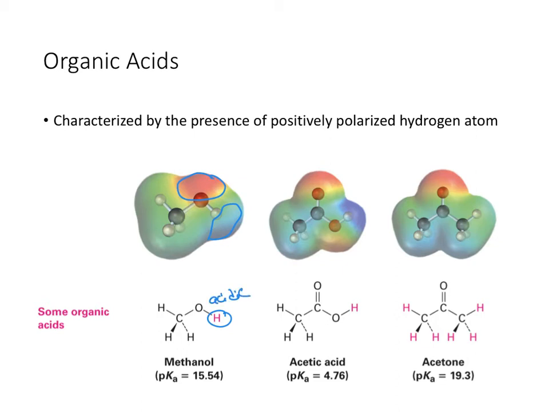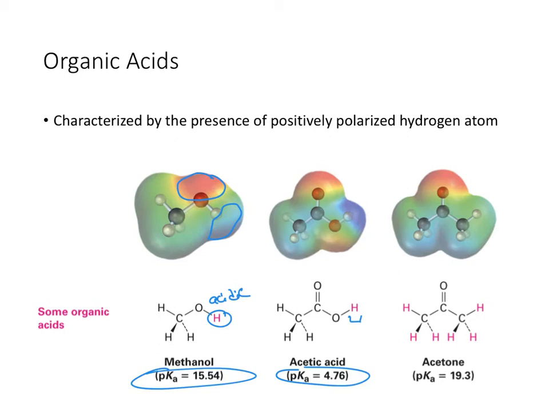And the same is true with acetic acid, which is a carboxylic acid. So this H is also acidic. In fact, it's a lot more acidic than the H in methanol. Notice the difference in pKa values. It's more than 10 pKa units smaller. And remember, this is a logarithmic scale, so if acetic acid is 10 pKa units smaller, that means it's 10 to the 10 times more acidic.